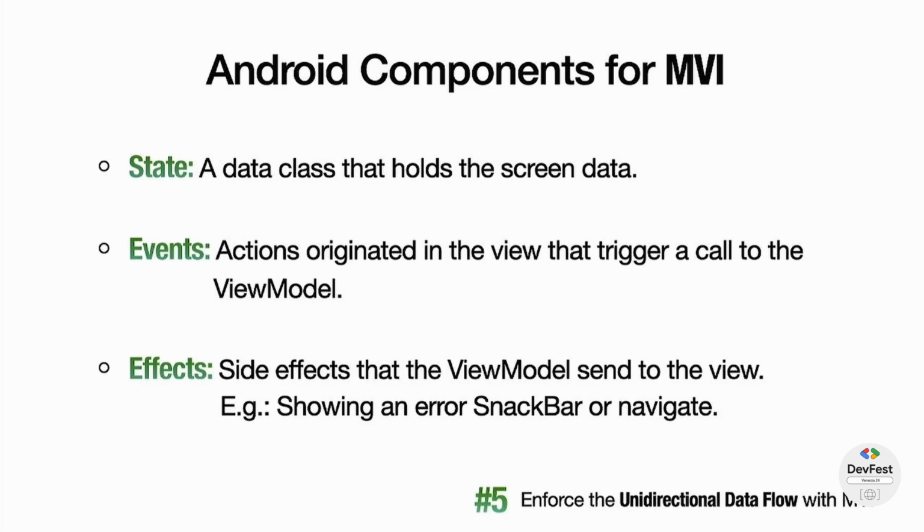Now, let's see how I can express that in Android, right? So first, a state is a data class, as you saw before, that holds the screen data. The events are the actions originated in the view that trigger a call to the view model. We can use a sealed interface or sealed class. I will show an example later. And the effects are side effects that the view model sends to the view, for example, showing an error snack bar, navigating, or doing anything that is not related to drawing the UI, which is something external.